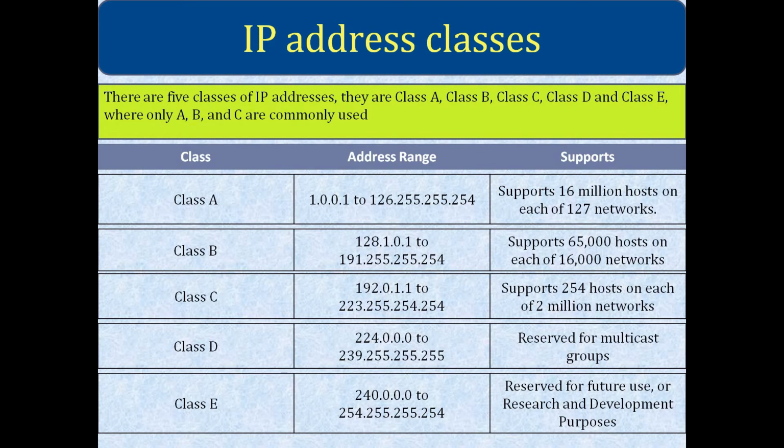Now you understand what classes there are. There are class A, class B, class C, class D, class E. And what class A is, what class B is, what class C is, and what class D is used for and what class E is used for. So overall you understand somewhat about the IP address classes. And next we are going to see subnet.